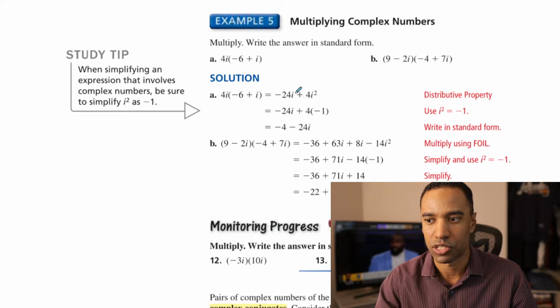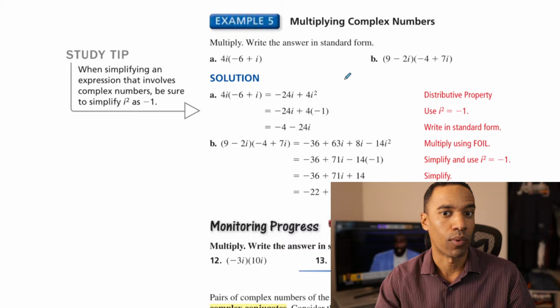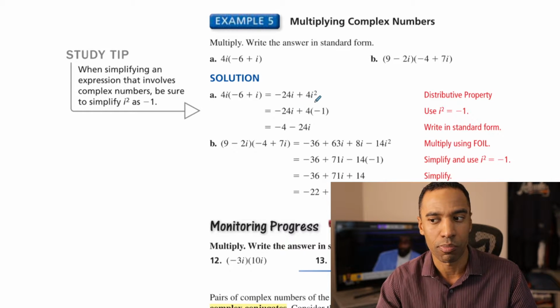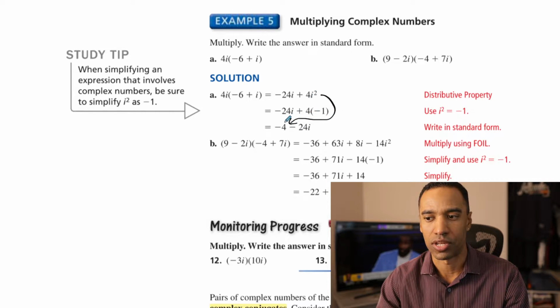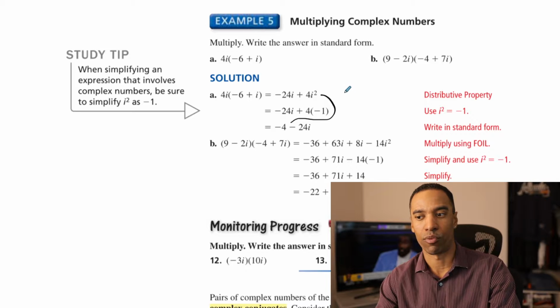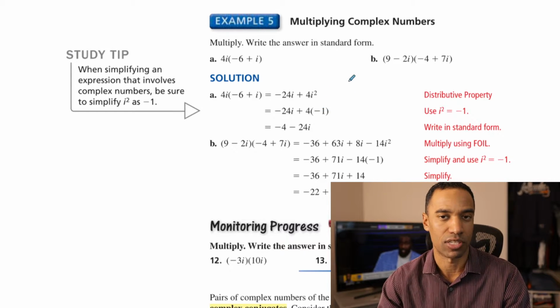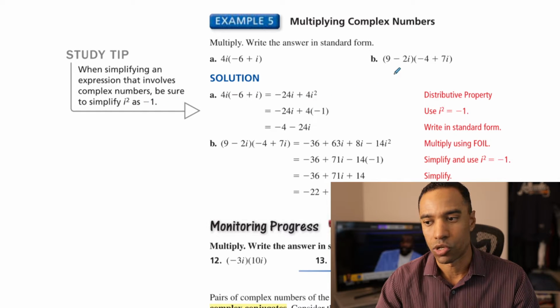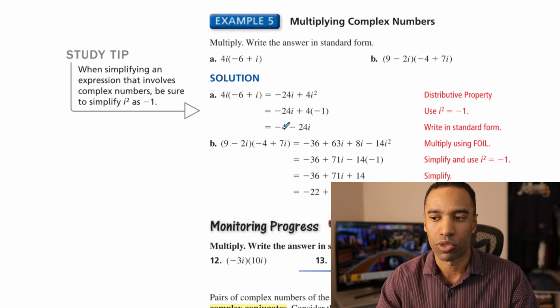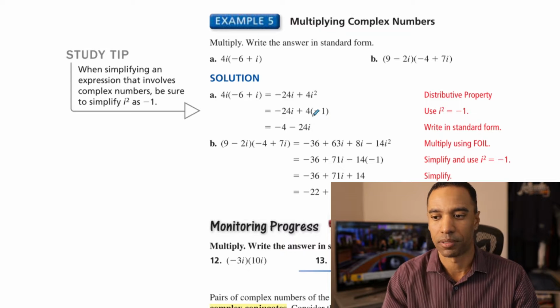4i times -6 is -24i. 4i times i is 4i squared. i squared is -1, so that'll translate into -4. And remember, when I'm doing the lecture here first, that means when I do these problems, I'm not going to do this step. I'm going to go straight to this step. 4i squared is negative 4, boom, because it multiplies by negative 1. I might say it out loud, but I'll probably skip that step outright. We'll see. Be sure to simplify i squared as negative 1, because there should only be 2 parts to that. Boom. And notice they wrote the real part first, the imaginary part second.